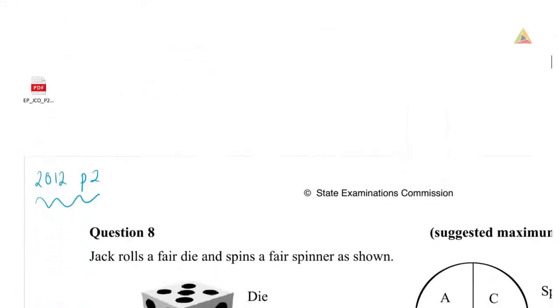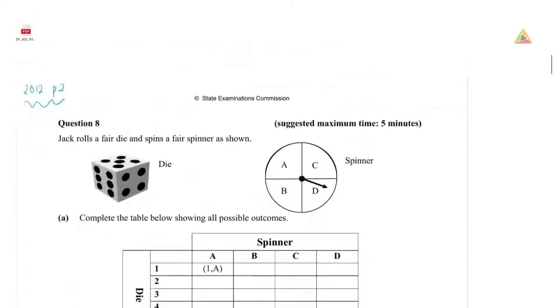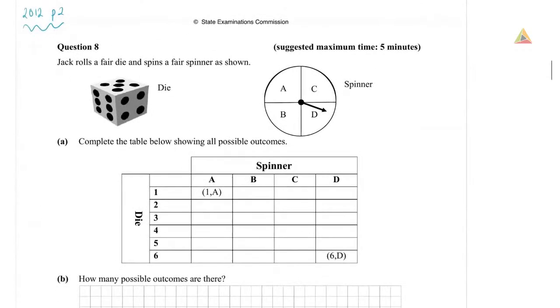So the next one I have here is 2012, paper 2, question 8. Sorry, I'll just scroll in. There we are. Okay, so Jack rolls a fair die and spins a fair spinner as shown. So you've got two different things going on here. So you're rolling a die and spinning a spinner. So complete the table below showing all of the possible outcomes.